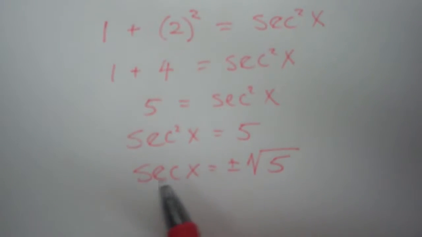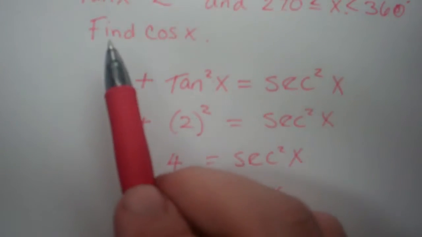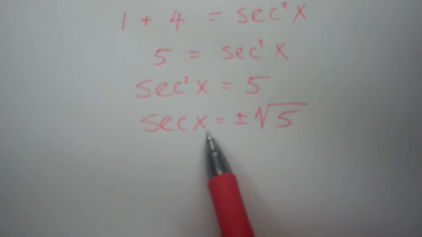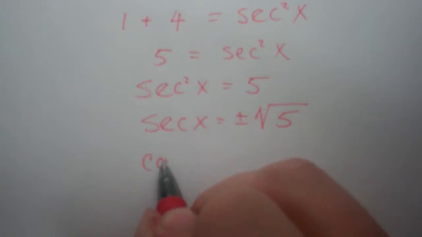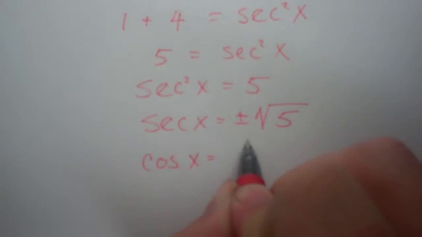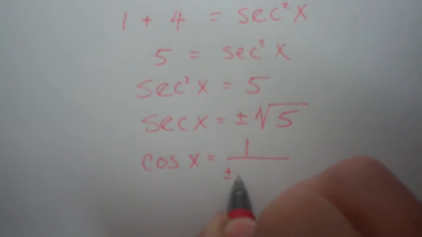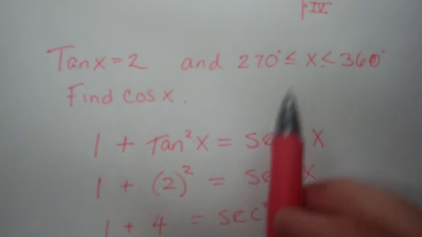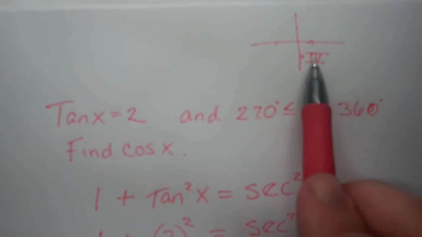How are we going to find what we want to know? What is it we want to know? We want to find the cosine of x. Well, if the secant of x is plus or minus the square root of 5, that means that the cosine of x is equal to 1 over plus or minus the square root of 5. How are we going to decide if it's a plus or a minus? Well, let's go back to which quadrant we're in. We said that we were in the fourth quadrant.